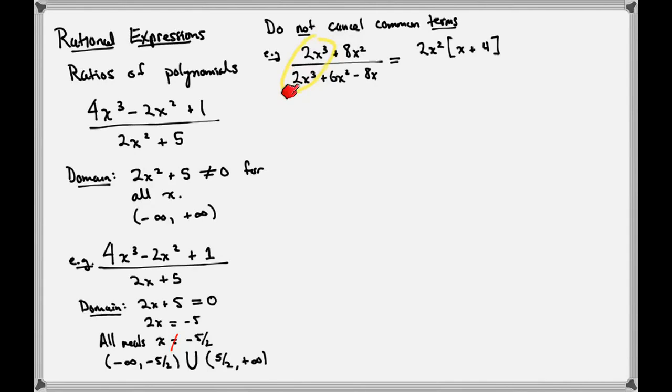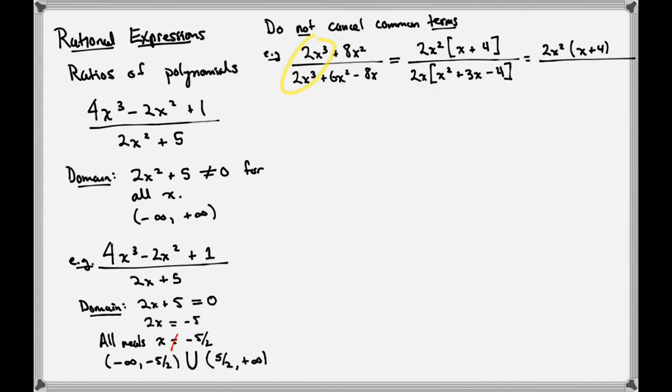Similarly, down below, there's a factor of 2x in everything, so I'm going to factor that out. I'll need an x squared to get this term. I'll need 3x to get this term. And I'll need minus 4 to get this term. So that was pretty good. Let's see if we can keep factoring the quadratic down here.